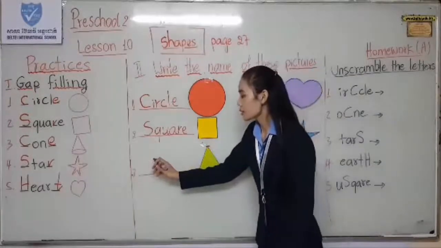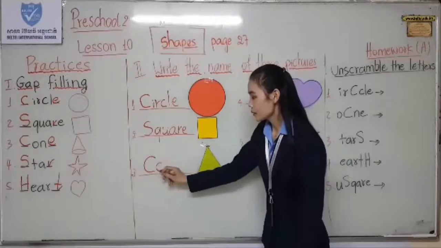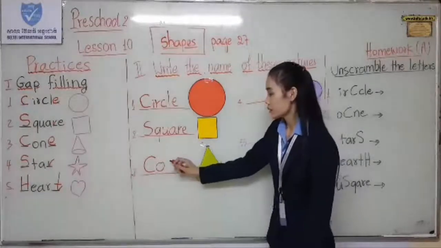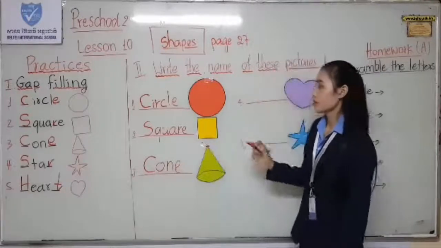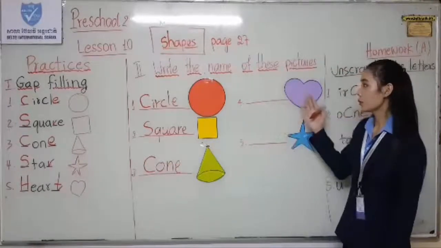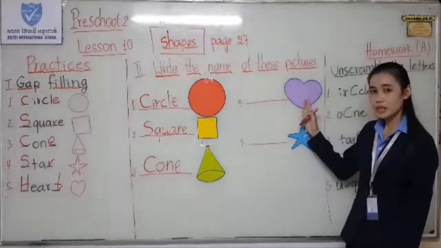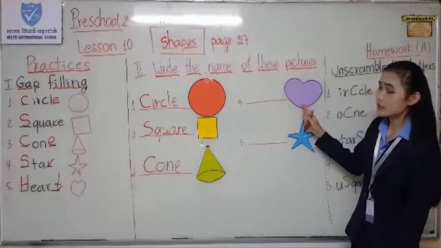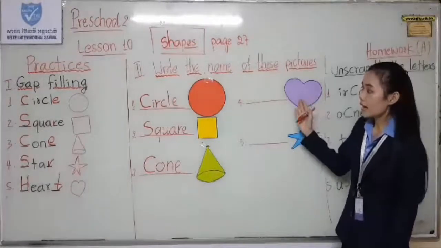Everyone, can you spell cone? So now let's spell together. Cone, you can spell C, O, N, E. So move to number four. What is it, everyone? Do you know this picture? Yeah, I hope you know this picture. So it is a heart.